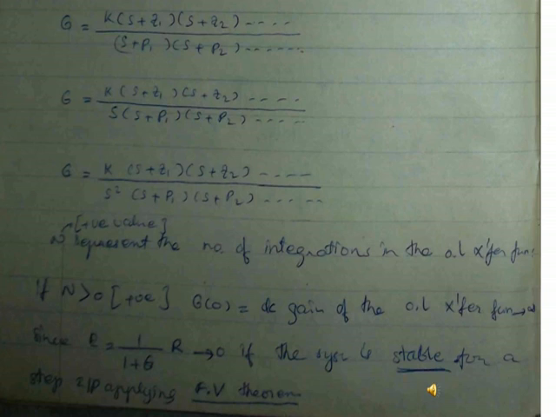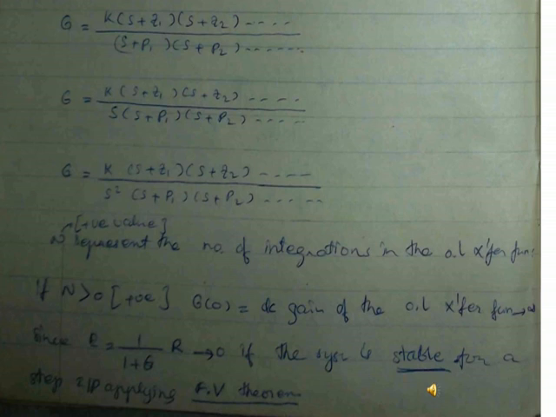The number of integrations N in the open loop transfer function, and G0 is the DC gain of the open loop transfer function. E equals 1 by 1 plus G multiply R will approach 0, so the system is stable.